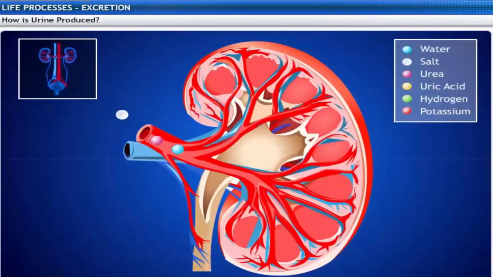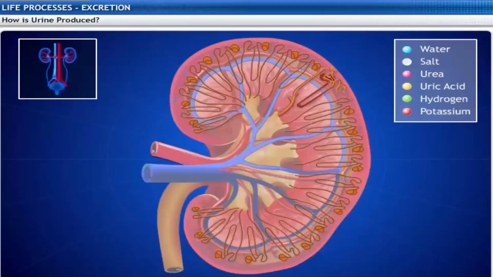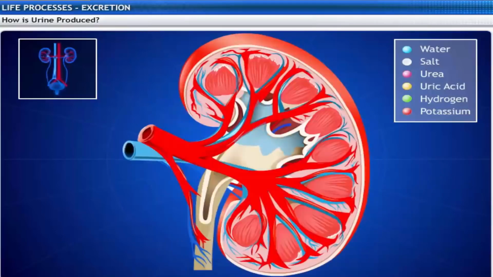Waste products in the body are transported by the blood to the kidneys through the renal arteries. Unwanted wastes and toxic products such as urea, uric acid, hydrogen and potassium ions are left behind in the kidneys. These excretory products are removed by nephrons in the form of liquid called urine.